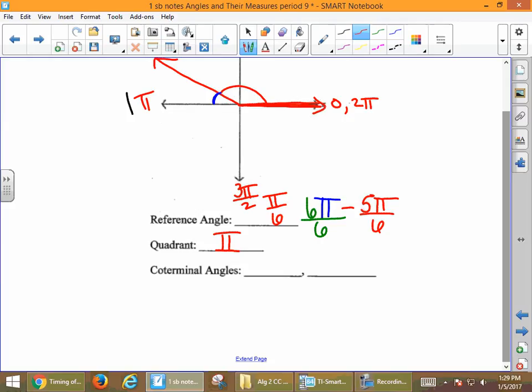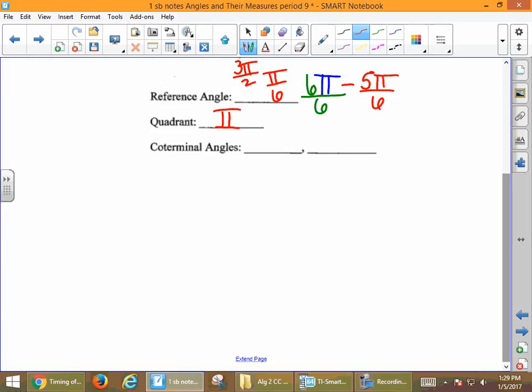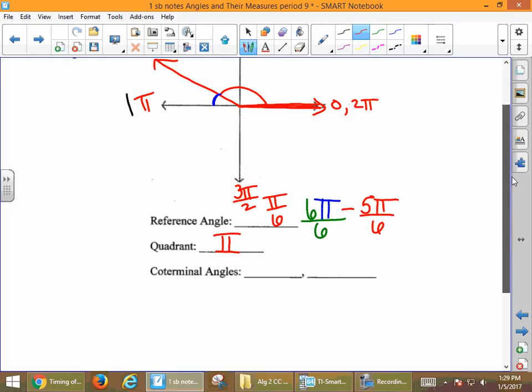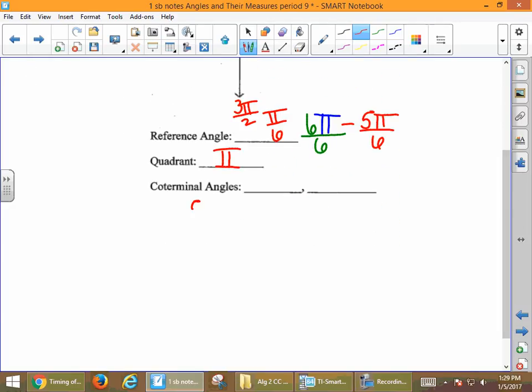But then we need to find the coterminal. So we still need to be familiar with our fractions here. But what we do to calculate is we take 5 pi over 6 minus 2 pi and 5 pi over 6 plus 2 pi. And now we have to find our common denominator. But once we find it for one, we can use it for the other.